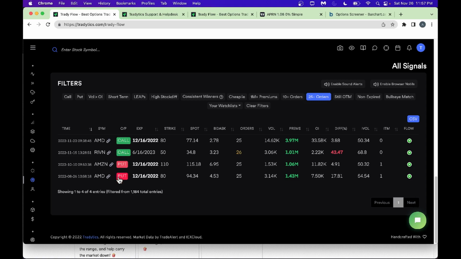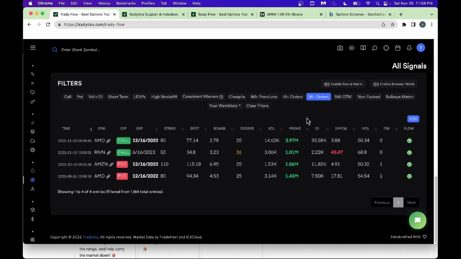And then you got a few more here. We got Amazon put option. AMD also, somebody's buying some put option, again 12/16, as you can see here, again 25 order size here. Looks like AMD, look, there is some put option here, and there is a big premium in the call option.